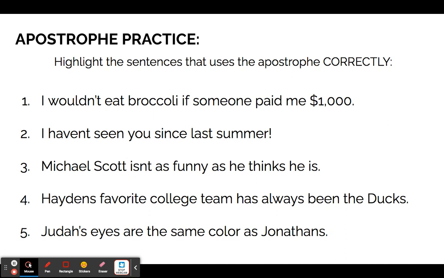So the first one, I wouldn't eat broccoli if someone paid me $1,000. I haven't seen you since last summer. Michael Scott isn't as funny as he thinks he is. Hayden's favorite college team has always been the Ducks. Judah's eyes are the same color as Jonathan's. So take a look at each of those and highlight the one that has the correct apostrophe usage. It could be multiple.